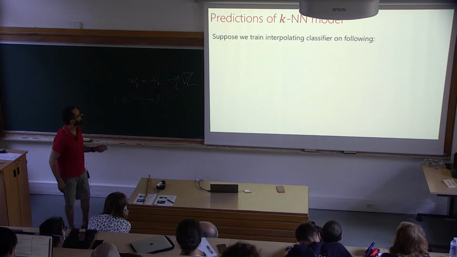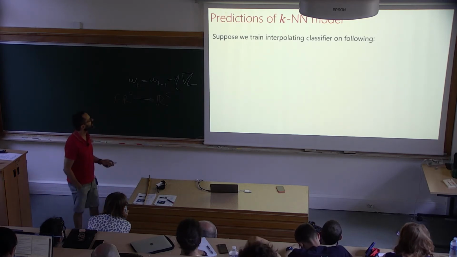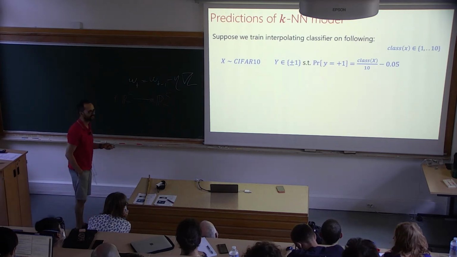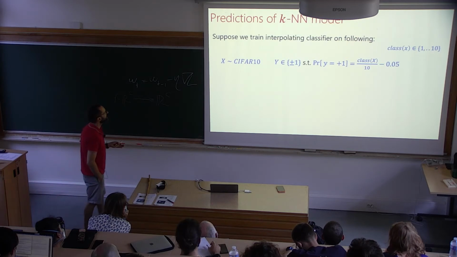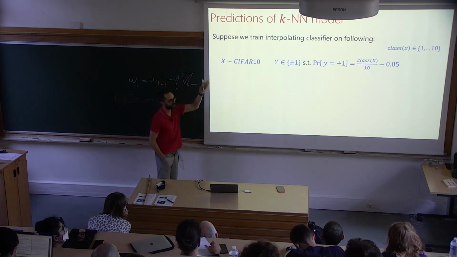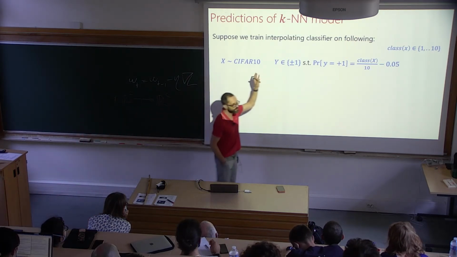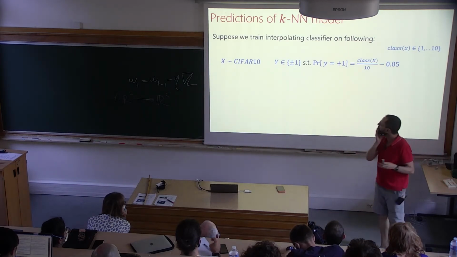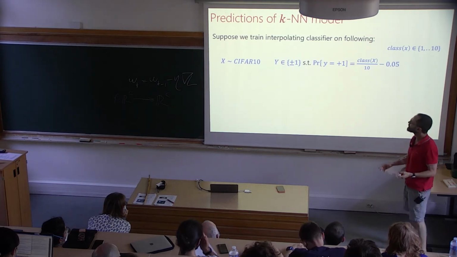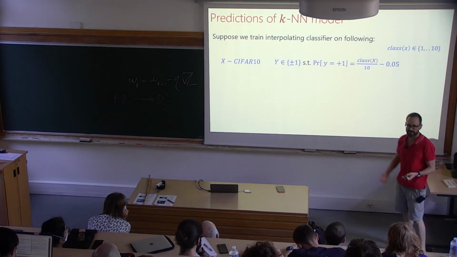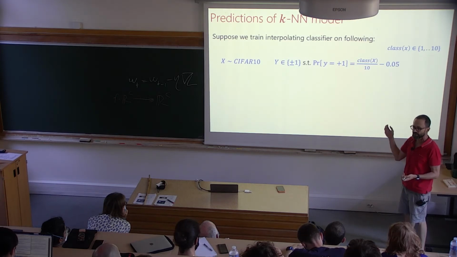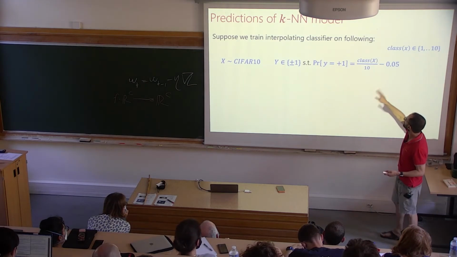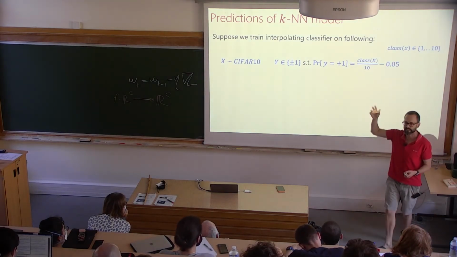So here is a prediction. Suppose we train an interpolating classifier on the following data. X is randomly drawn from CIFAR-10, but the label is not between 1 and 10, but rather it's either plus 1 or minus 1. And the probability that it's plus 1 is basically the class of X divided by 10.